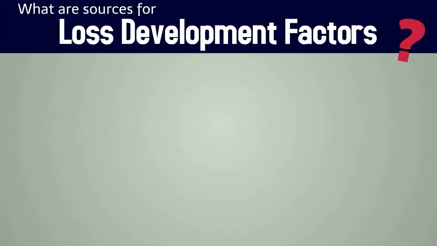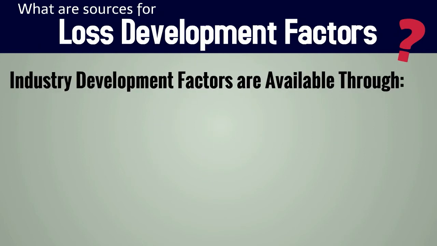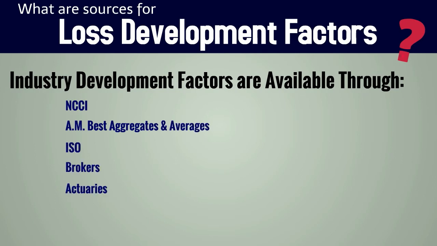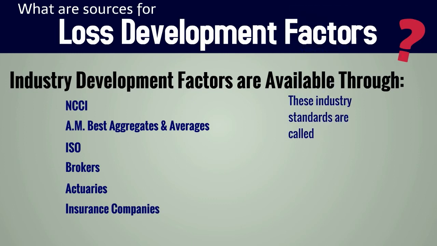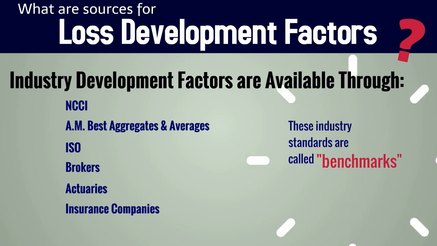Sometimes you may not have sufficient data to compute unique loss development factors. In these cases, you will often turn to industry development factors that are available through NCCI, AM Best Aggregates and Averages, ISO, brokers, actuaries, or insurance companies. We typically refer to these factors as benchmark factors.